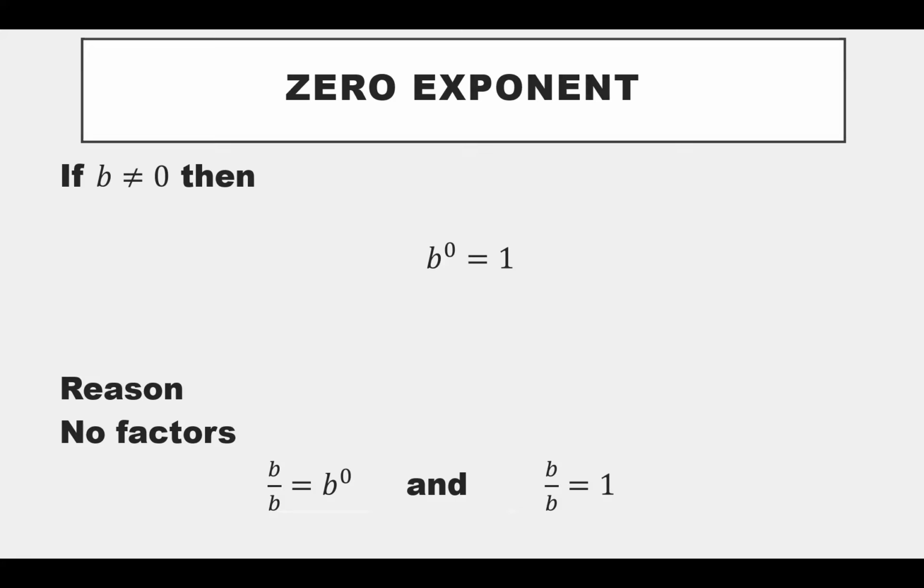Another way people talk about that is they'll say b to the 0 power means no factors of b. And the identity in multiplication is the number 1. So if you don't have any multiplication going on, b to the 0 power, that's no factors of b, gives you the identity in multiplication, which is 1.